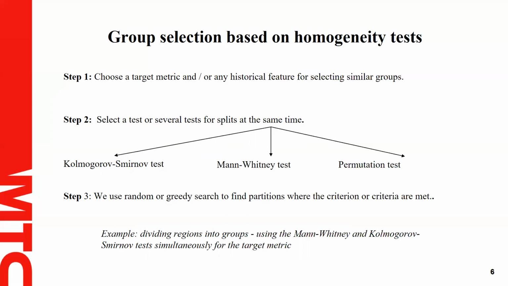One or two tests will say that these groups look the same for some reason. For example, I split the regions into groups in the first iteration using the Mann-Whitney and Kolmogorov-Smirnov tests simultaneously for the target metric, but more on that we will discuss later. It's also important to note here that if we use many criteria and metrics by which we select, then we need to make an adjustment for multiple hypothesis testing to correct our p-value.